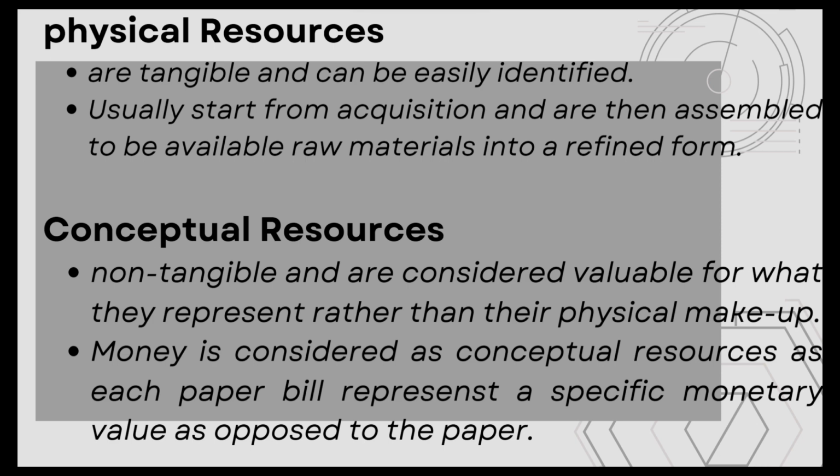The physical resources are tangible and can be easily identified, and usually start from acquisition and then are assembled to be available for use when needed. Very often, the assembly process entails converting essentially raw materials into a refined form. An example of physical resources is the building of offices.